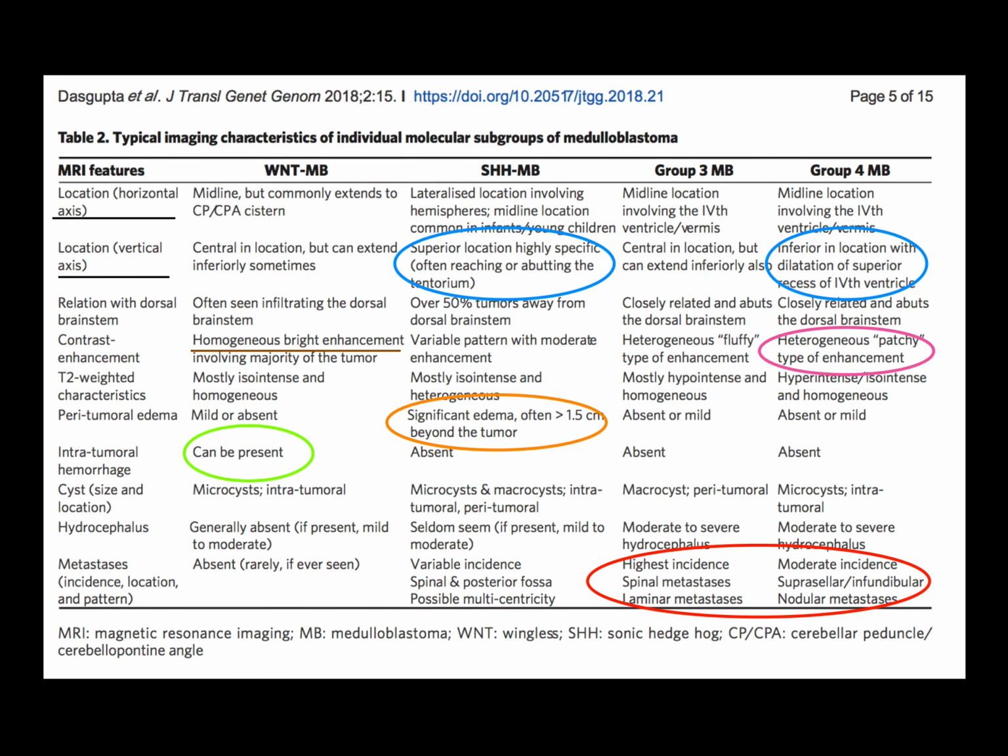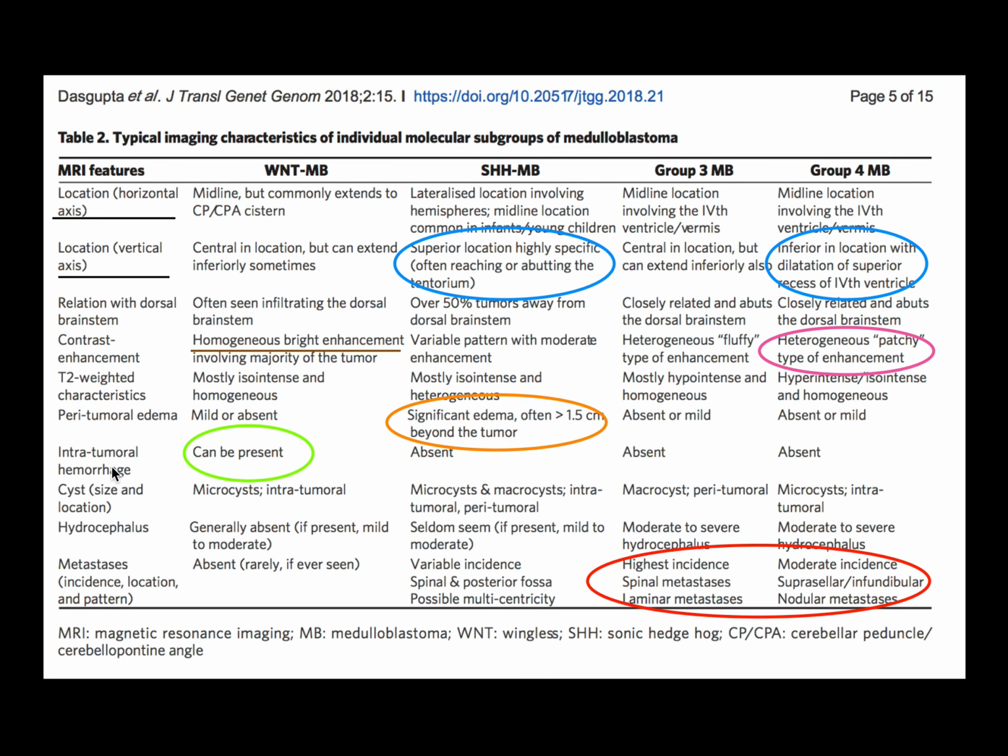Let us see a few important points related to medulloblastoma and its subtypes. Location, which I've already mentioned, plays a major role; that is the first point. One important point is that sonic hedgehog is superiorly located, and most of the time it might be reaching or abutting the tentorium. This point has to be kept in mind. Group 4 is inferior in location with dilatation of the superior recess of the fourth ventricle. These are important features which help in fitting into a particular molecular subtype.